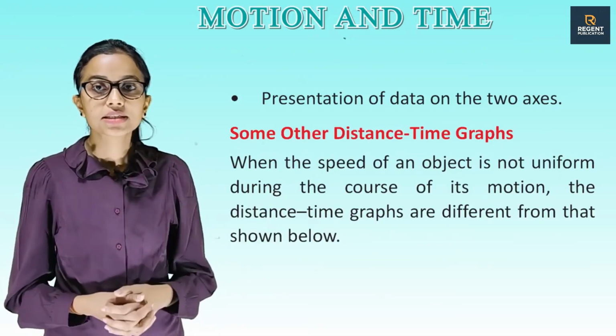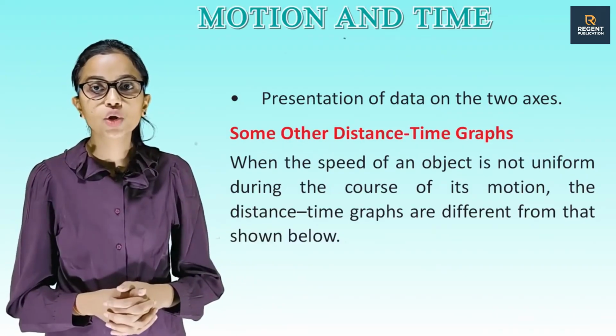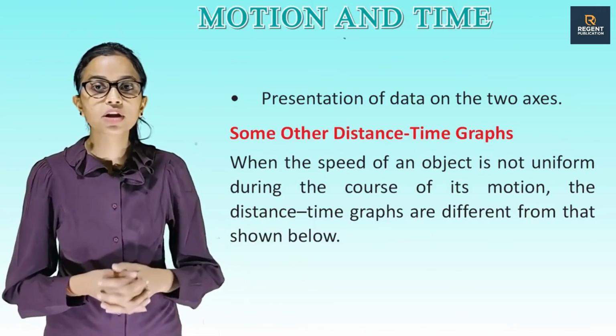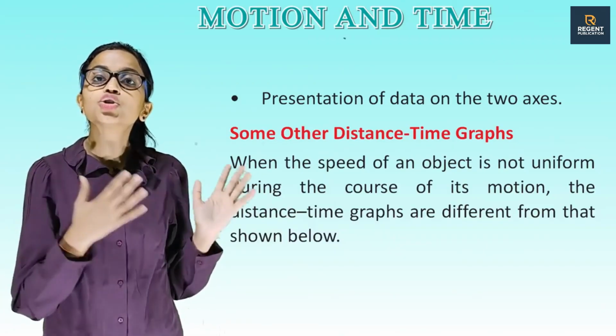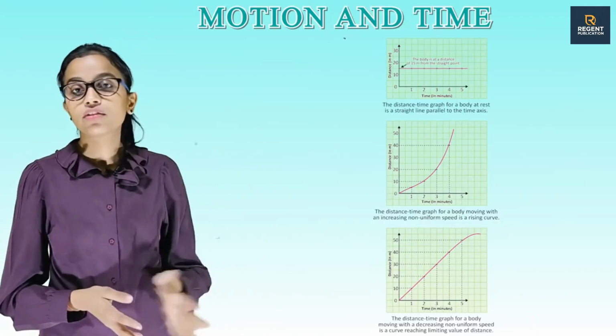Some other distance time graphs. When the speed of an object is not uniform during the course of its motion, the distance time graphs are different from that shown below. So these are the different types of graph.